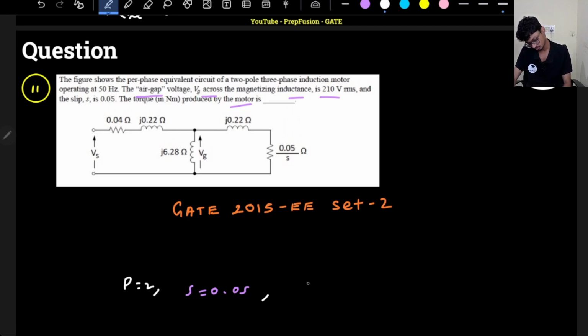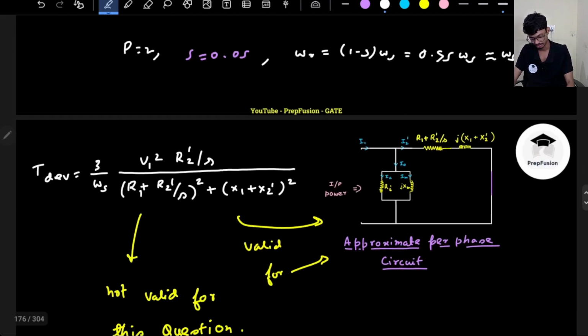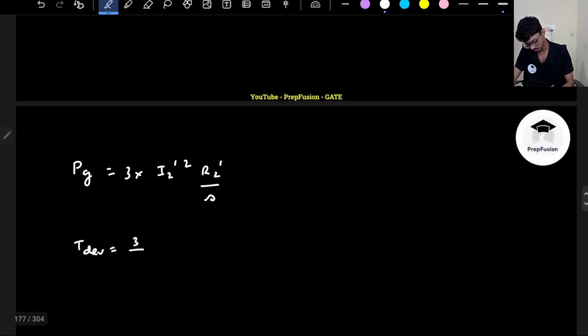So what is omega r? Basically omega r is (1 minus s) into omega s, so it is roughly 0.95 into omega s, which is almost equal to omega s itself. So we can make the approximation. The torque will be 3 by omega s into I2 whole square. So what is I2?